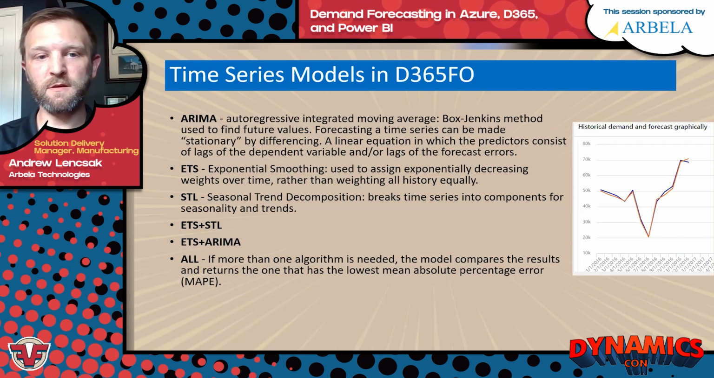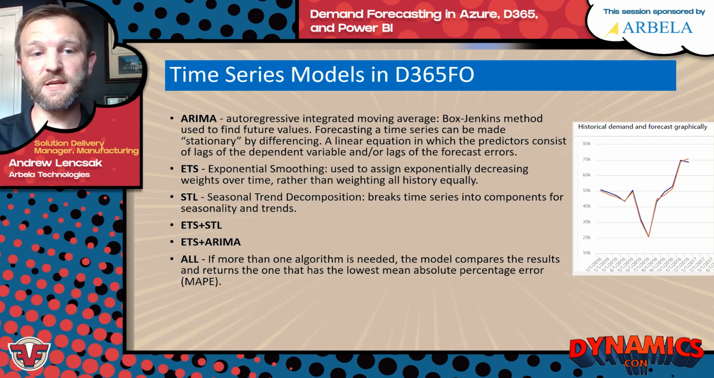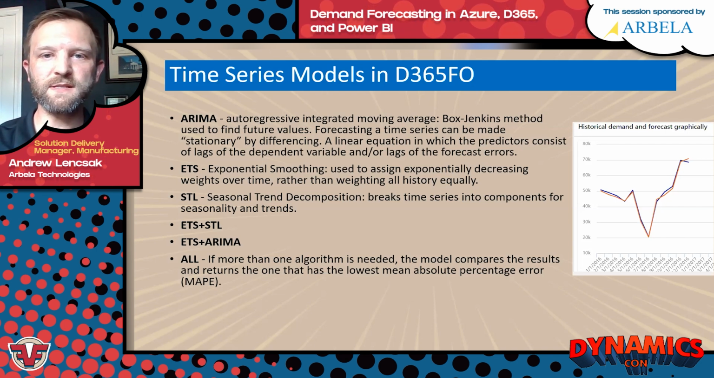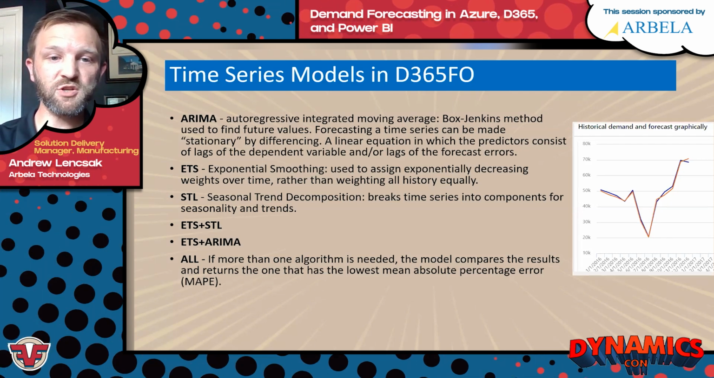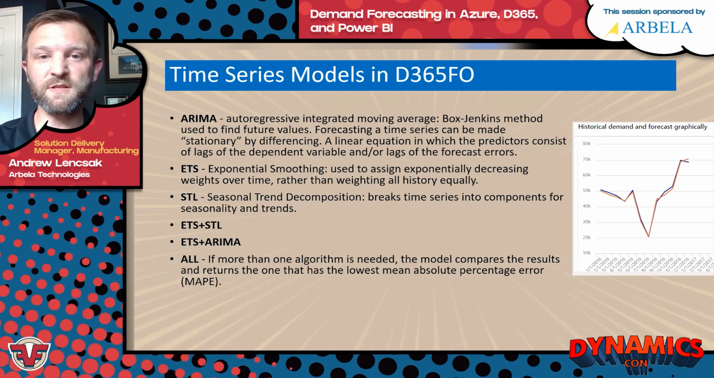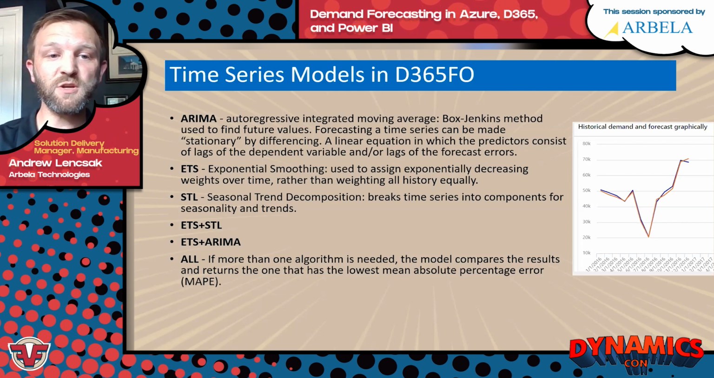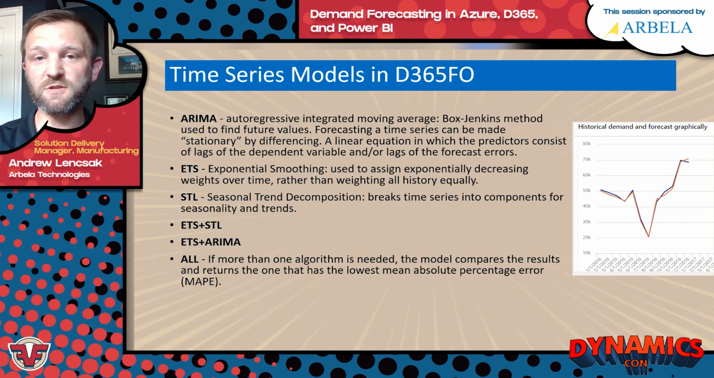Then you have exponential smoothing. This is used to assign exponentially decreasing weights over time rather than weighing all history equally like ARIMA might. So you see some of the impacts based on when transactions occurred and how to weigh them if something is more recent or further in the past. You then have seasonal trend decomposition, breaking time series into those components. There's a few parameters also for this to say what types of seasonality trends we are looking at. You have 2 combination models using exponential smoothing and seasonal trend decomposition, and then exponential smoothing and ARIMA.